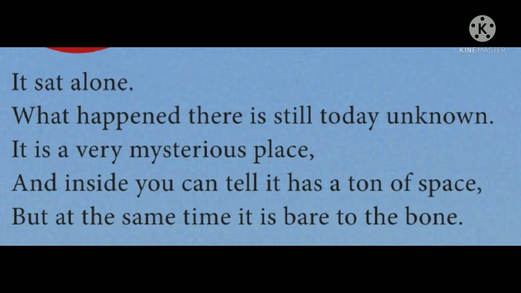Now we'll go for the alliterated words. If we take the fifth line, that is, but at the same time it is bare to the bone. So you can find the alliterated words bare, bone. When you write, you have to underline the letter B, bare, B, then bone, again B. So we have to underline the particular letter of those words.